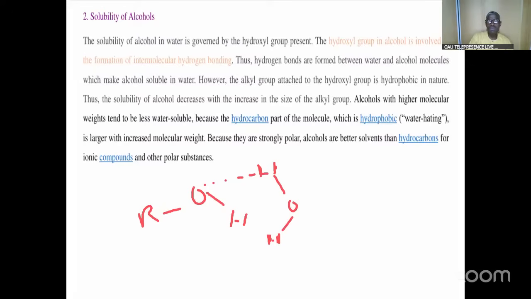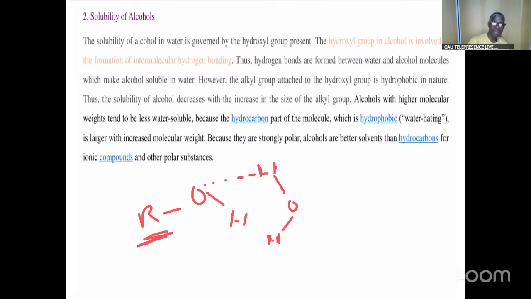However, the alkyl group attached to the hydroxy group is hydrophobic in nature. Thus, the solubility of alcohols decreases with the increase in the size of the alkyl group. The moment this alkyl group is increasing, then the solubility of alcohol reduces in water. Alcohols with higher molecular weights tend to be less water soluble.